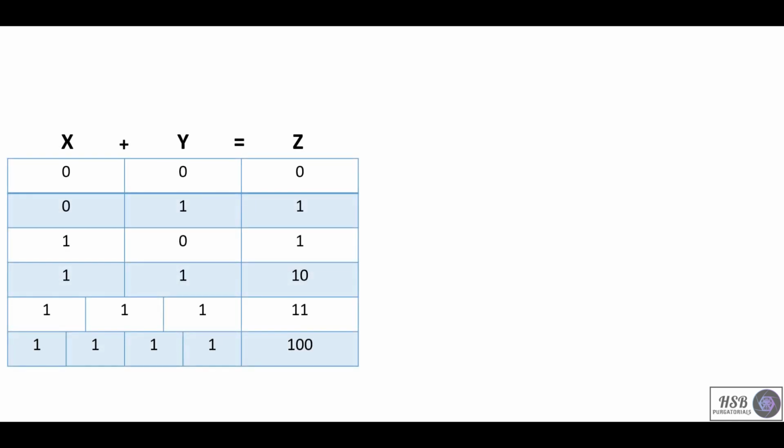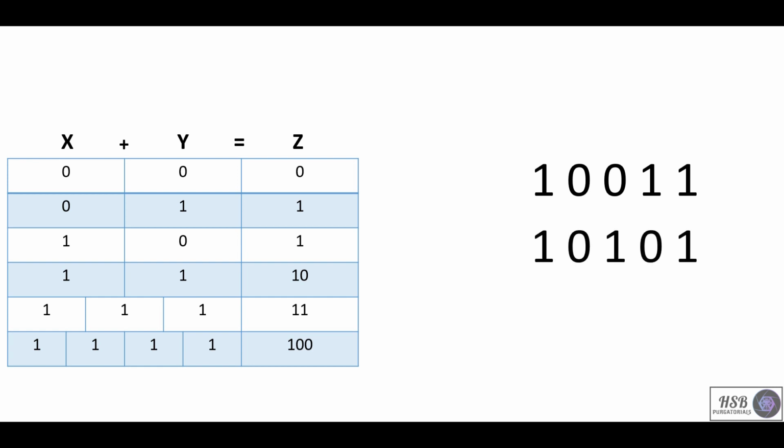Alright, so keeping this table in mind, let's solve the first sum, in which we're going to be adding up 10011 and 10101. Starting from the right hand side, let's add up. So 1 plus 1 equals 10. We're going to write 0 and we're going to carry forward the 1 onto the next number.